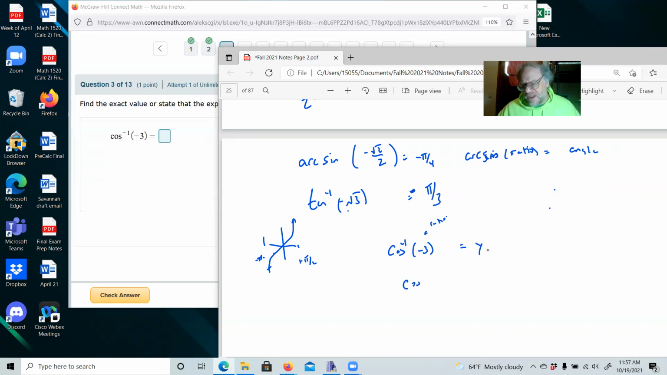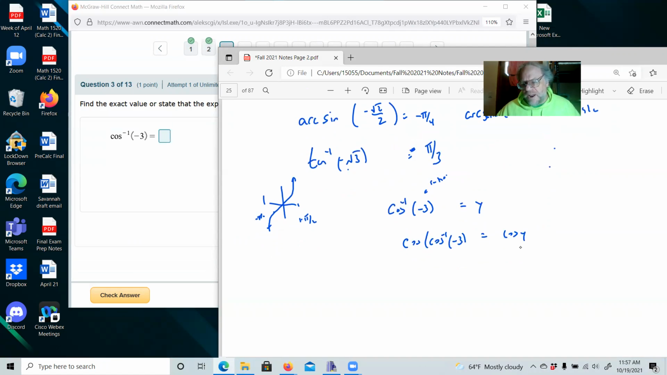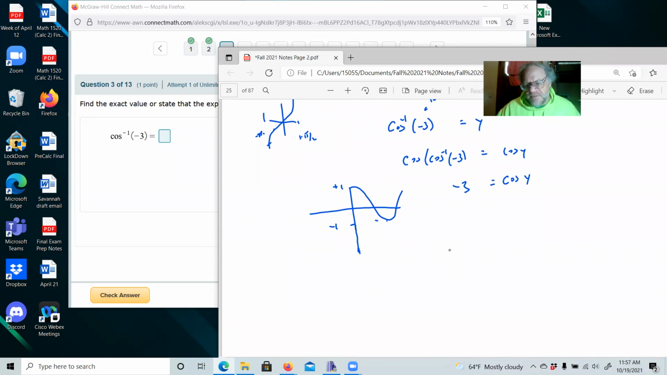So we're going to say cosine of both sides here. Okay. We're not really doing this, but we are doing this a little bit. So we're saying what angle, cosine of what angle is equal to -3? And what's the graph of cosine look like? +1, -1. Here's the graph of y equals -3.